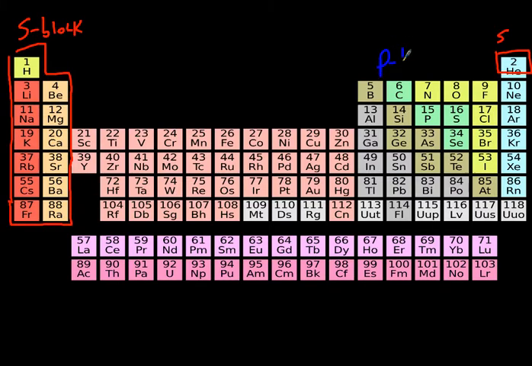So your p block are these columns right here. P block has 3 orbitals and can hold a maximum of 6 electrons. Okay, so that's 1 orbital, 2 orbitals, 3 orbitals, and then it is 6 elements across, right? 2, 4, 6. So that correlates with that.